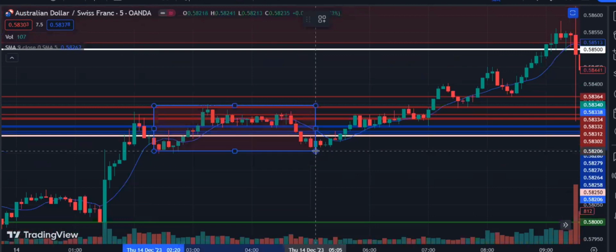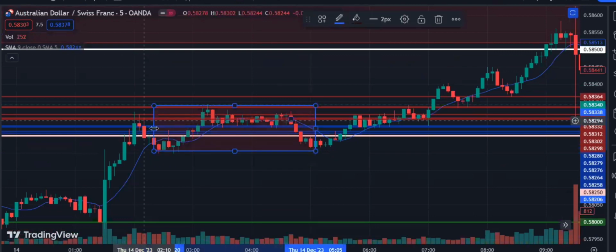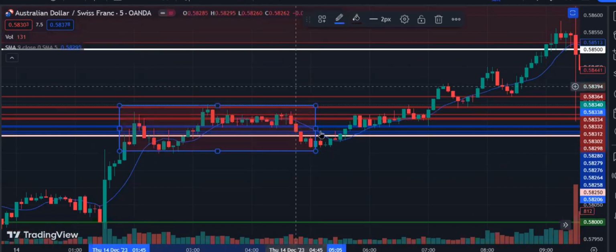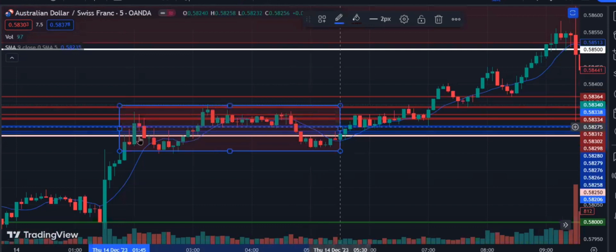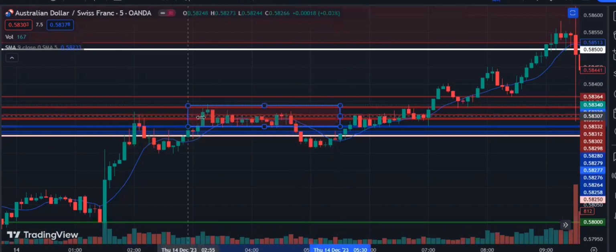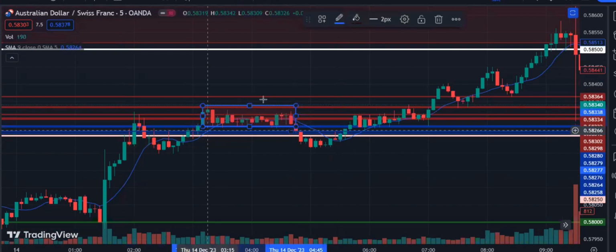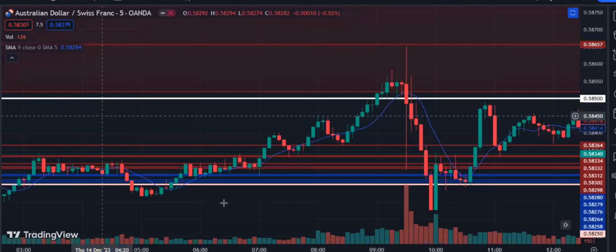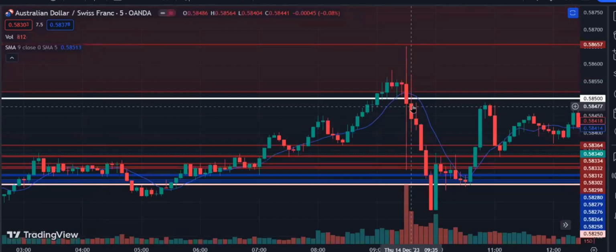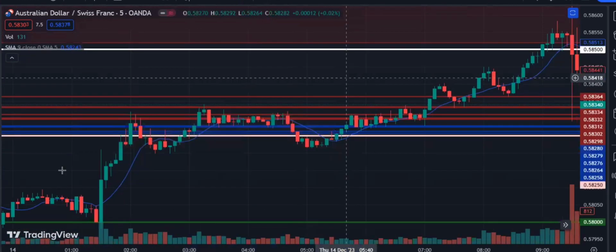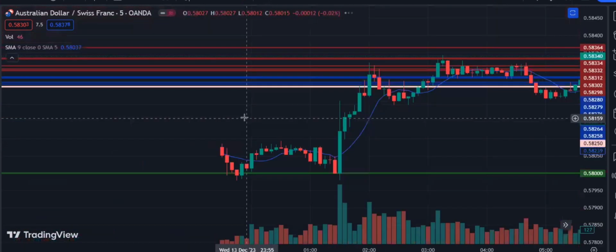For example, here we have a ranging market. Price came up, went up, came down. But then at this particular area alone, we had a choppy market. Here we had a choppy market. So you should always go back on your chart. Here we have an uptrend. So always go back on your chart.